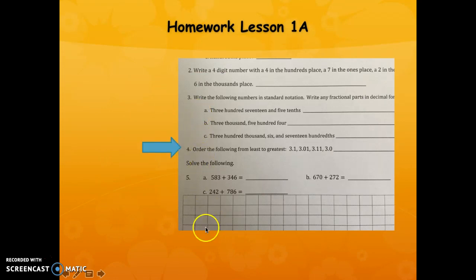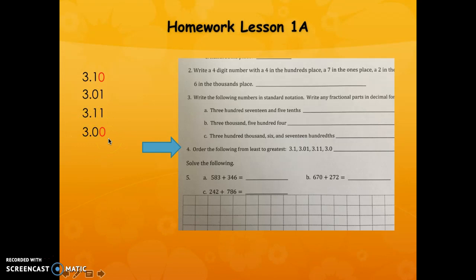Look at number 4. We have to put these numbers in order from least to greatest. What I always suggest is that you write them on top of each other, stack them. So we've got 3.1, 3.01, and so on. Notice that when I stack them, I line up the decimal so that I can see I've got 3's in the ones place. I can see my tenths place. Now my hundredths place has some empty spots. I can fill those in with zeros, and it does not change the value of the number. If you think of this as money, I started with $3 and I still have $3.